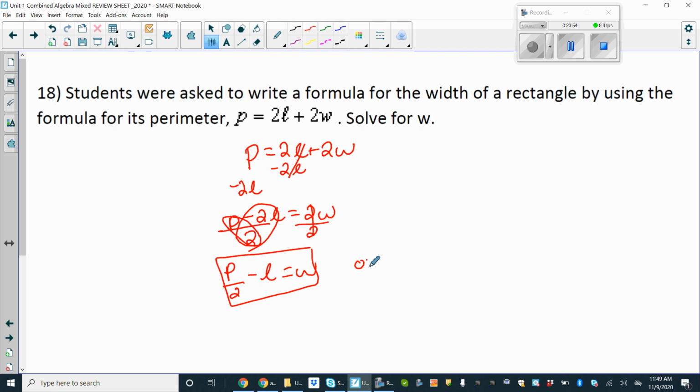Or you could have just left it as W equals P minus 2L over 2. Just be careful because if it's a multiple choice question, you have to see which way they want you to answer it. So if you don't see this answer, that means it's simplified to this answer.